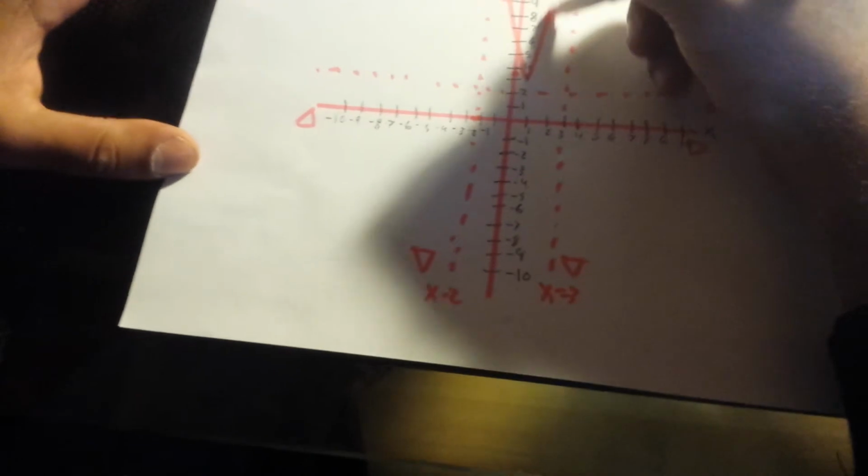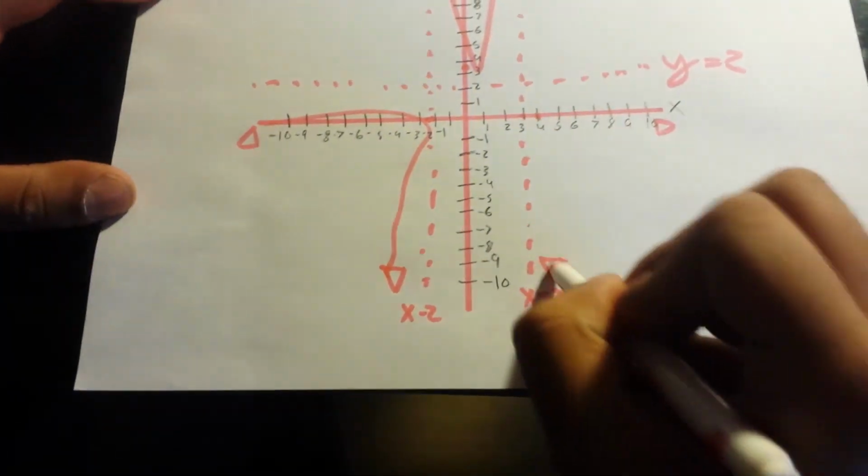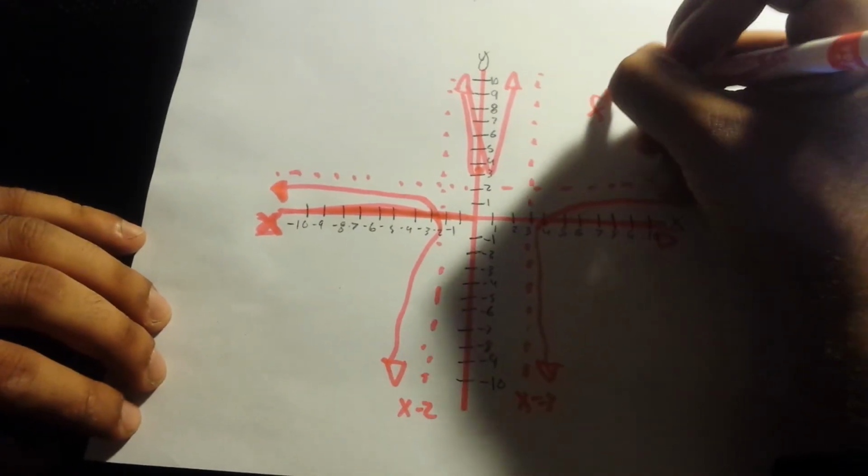Alright, now draw through your y-intercept and your x-intercepts. Just fine. Now the function is f of x.